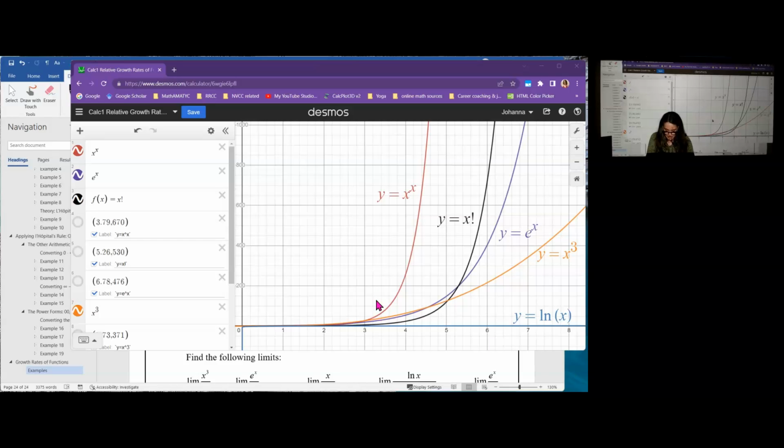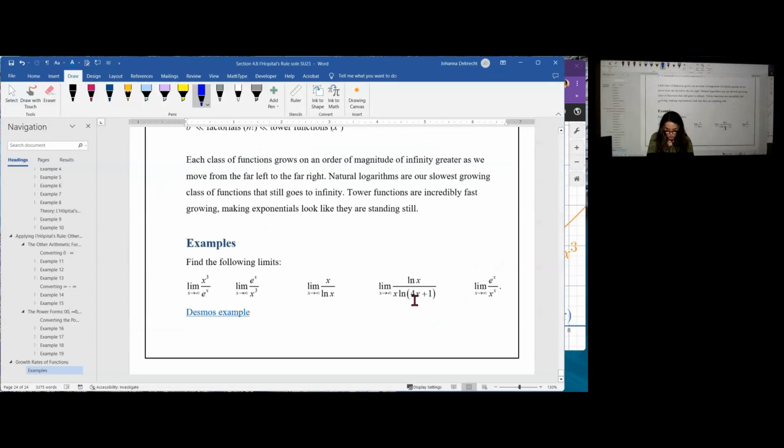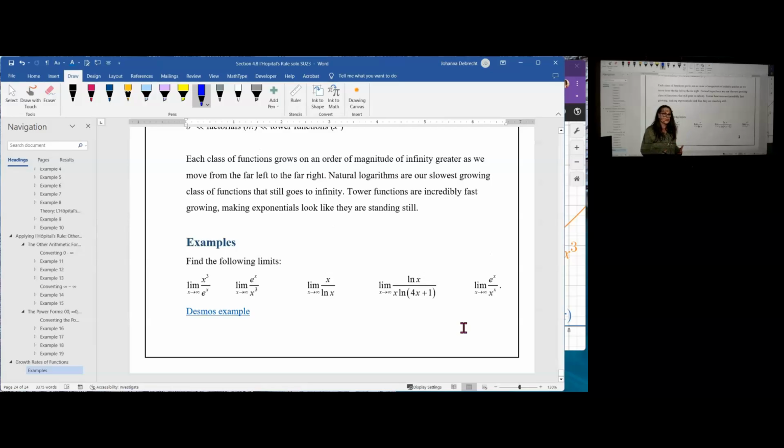Let's now look at our last examples. We want to use what we've just learned about the relative growth rates of functions to write down the value of these end behavior limits without actually computing anything. And the first limit, as x goes to infinity, we have an algebraic x cubed divided by an exponential e to the x. The e to the x grows on an order of magnitude faster, so it gets to infinity much sooner, which drives the value of the limit to 0.